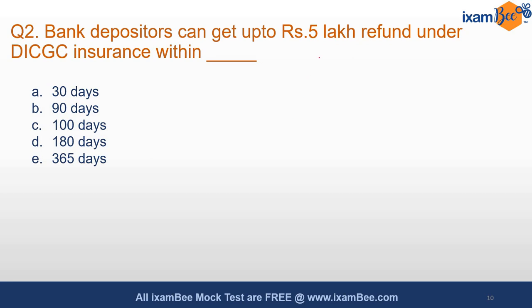Last year, the government increased the insurance limit under the DICGC insurance cover. So it was initially 1 lakh. This was increased to 5 lakh. Now this money can be refunded to the bank depositors within how many days, as approved by the amendment of the DICGC Act? So the correct answer here is 90 days. So the money has to be refunded in 90 days. Initially it used to go on for years. There was no time limit for it. Now the time limit has been set at 90 days, and the amount has been increased to 5 lakh from 1 lakh.